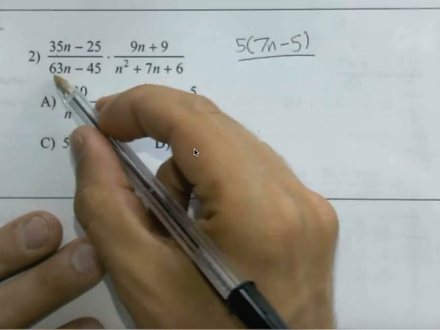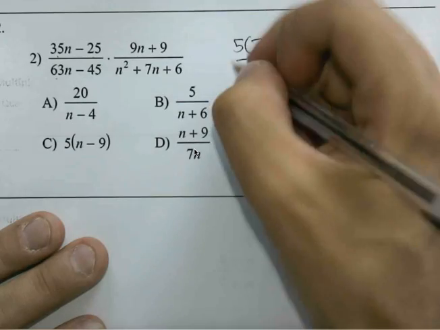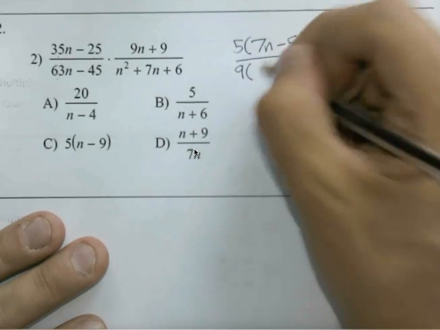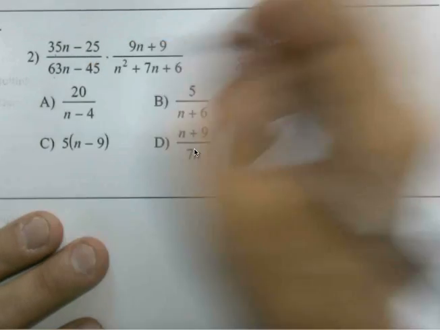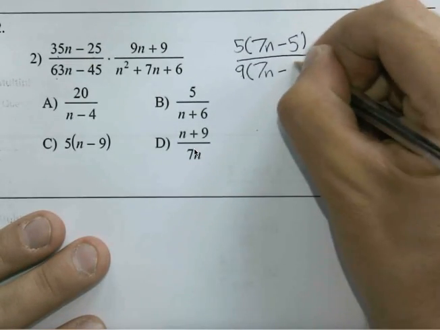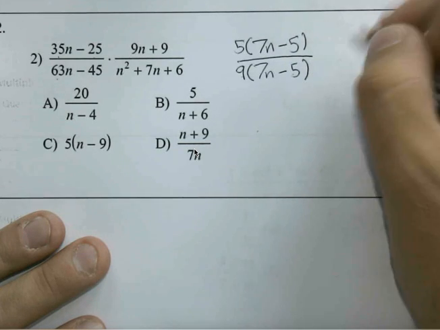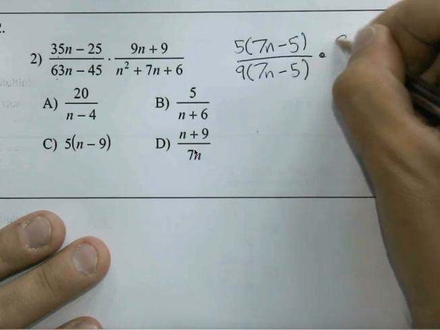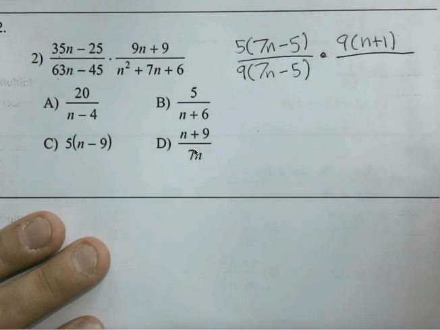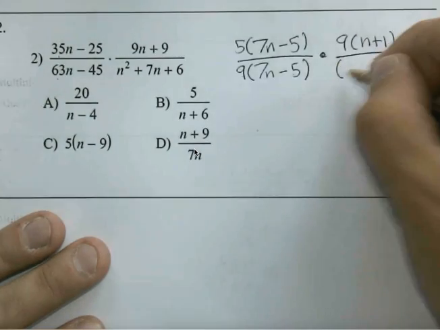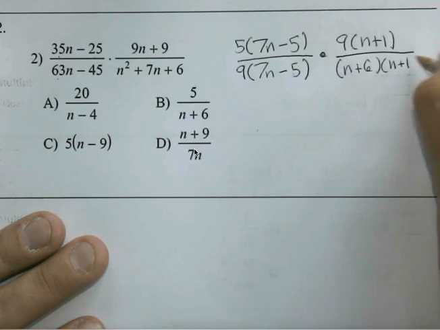We see some similarities here. 63 and 45 are both divisible by 9. So we'll take that out. 9 times 7 gets us 63. N is along for the ride. 9 times -5 gets us -45. Then a little bit more of that over here with 9 getting pulled out, n plus 1 being left. N plus 6. N plus 1, easy factoring.